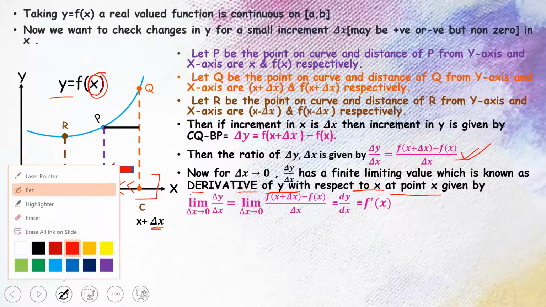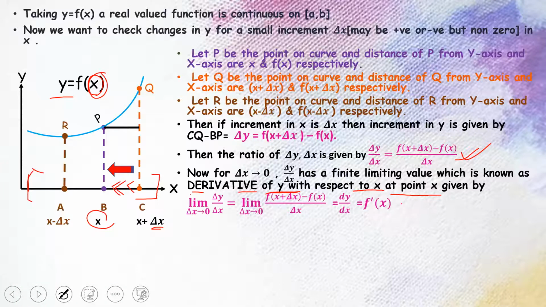So here you can check this limit, delta x tends to 0, delta x we are taking very small, this ratio delta y upon delta x, put the value of delta y and delta x, and this derivative is represented by dy dx or f dash x. These both notations are the same, that is the notation of derivative. Now dy by, that is divided by dx.